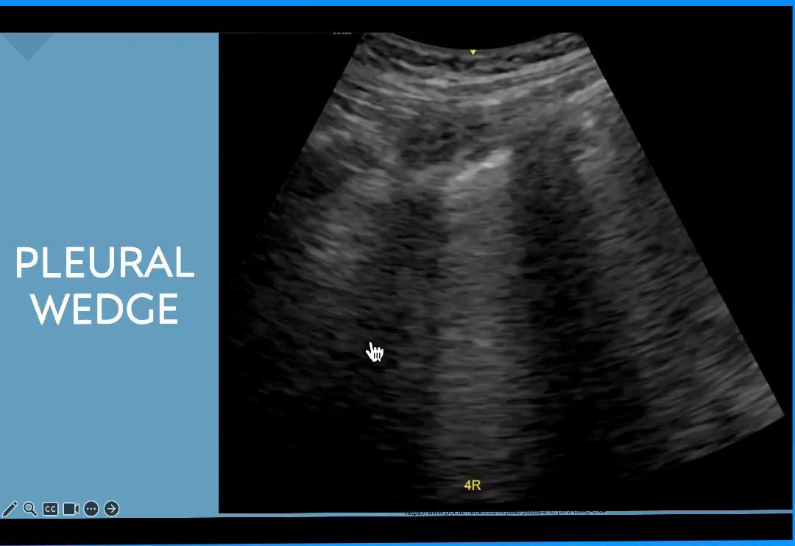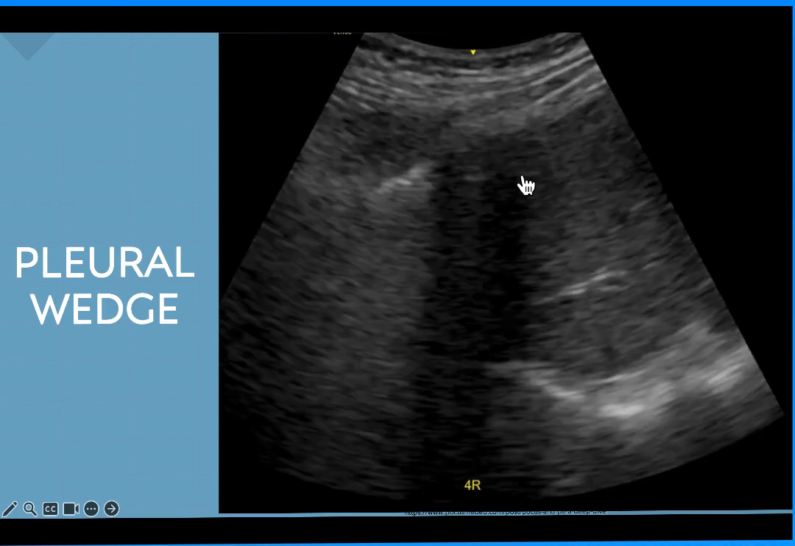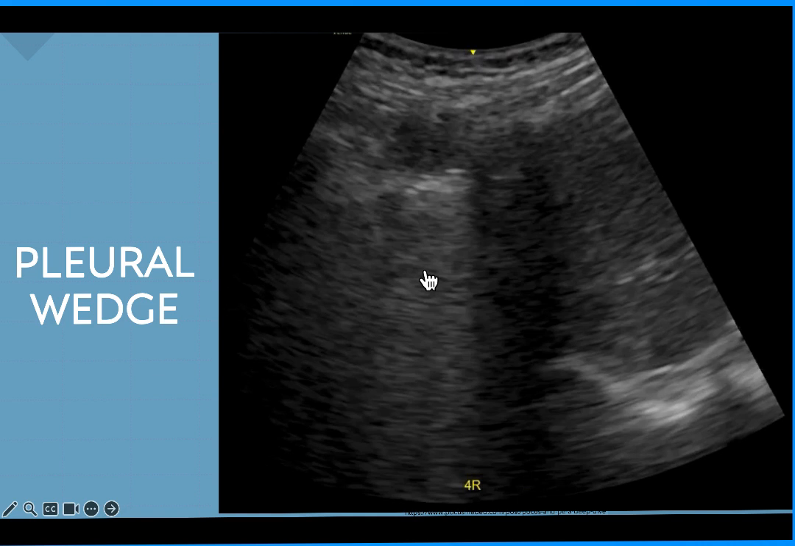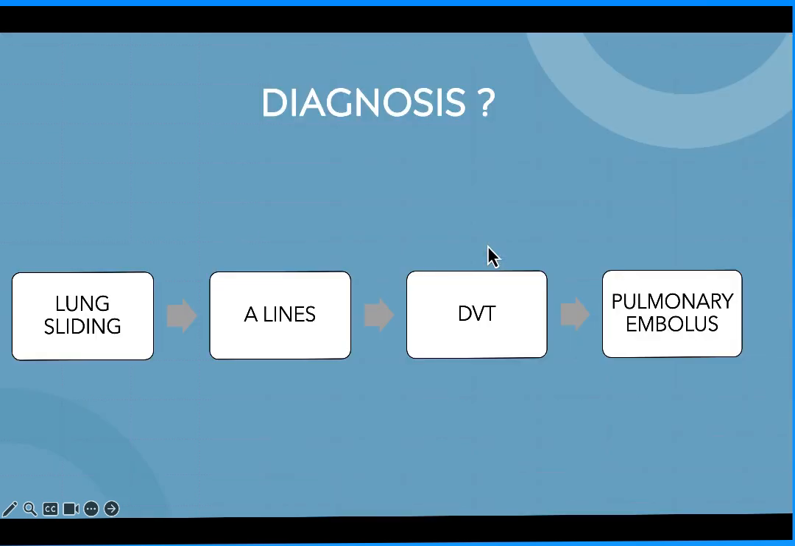While you're doing your lung ultrasound, you see this, a little pleural wedge that comes in and out of focus. This is a still photo of the nice triangular pleural wedge. So what's your diagnosis? This patient comes in dyspneic, tachycardic, tachypneic, has lung sliding, and has A lines in the bilateral lung fields. You do a DVT ultrasound scan. It is positive. You do see a clot. What's the diagnosis? PE. Now, hold on.